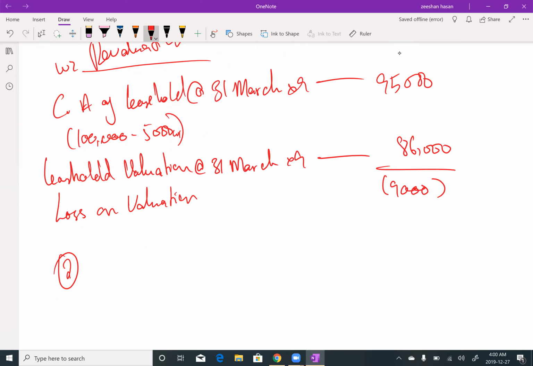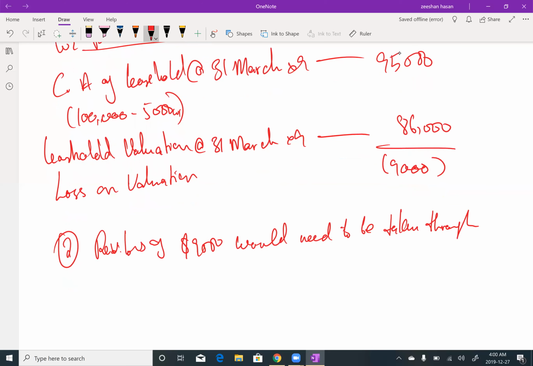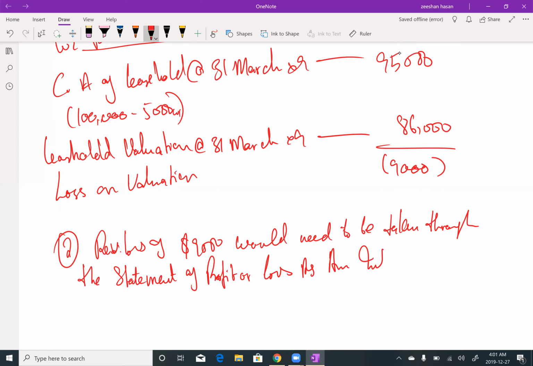So number two, if the opening revaluation surplus did not exist, then the revaluation loss of 9,000 would need to be taken through the statement of profit or loss as an impairment expense, right? And I hope you get it till here.